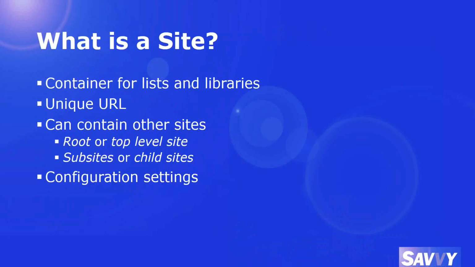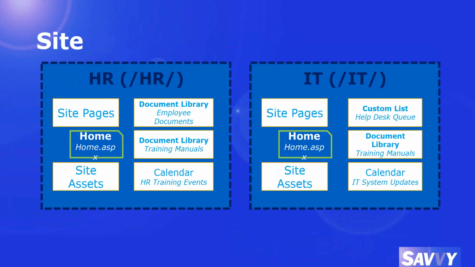So when we talk about a site, this can be a confusing term, only because it's sort of a generic term for any website. SharePoint has a very specific meaning: a container for lists and libraries. A site is going to have a unique URL. It can contain other sites, and it has its own configuration settings. So for instance, if we have a site for human resources, that would have a URL of /HR, and you can determine what that URL is.